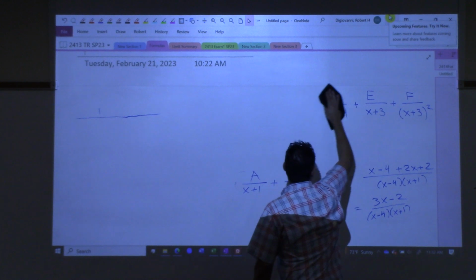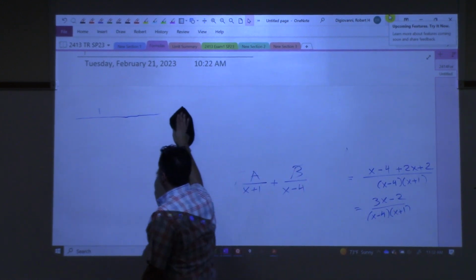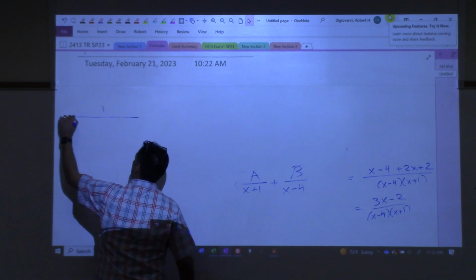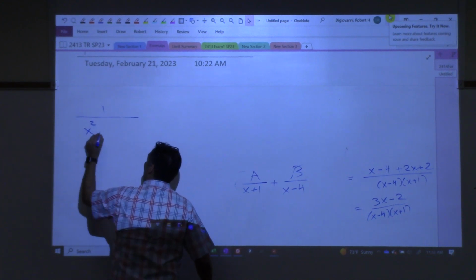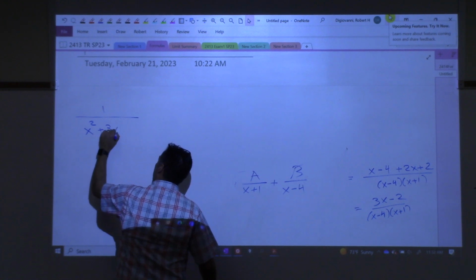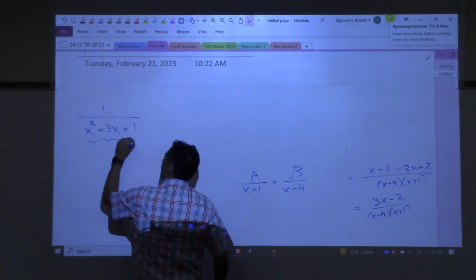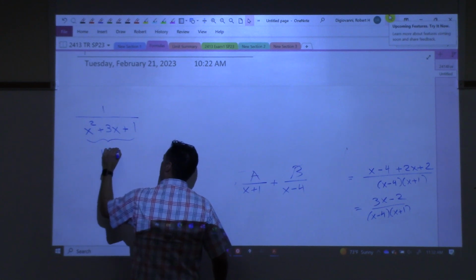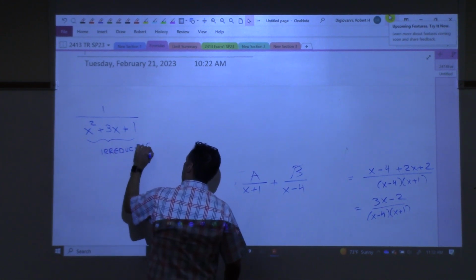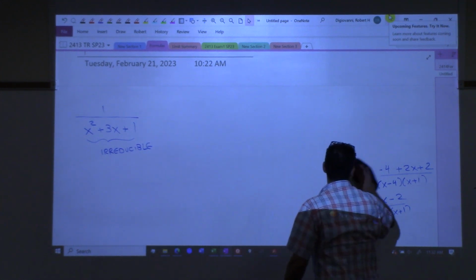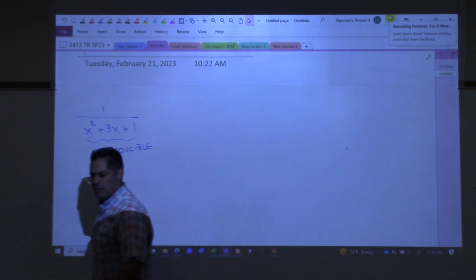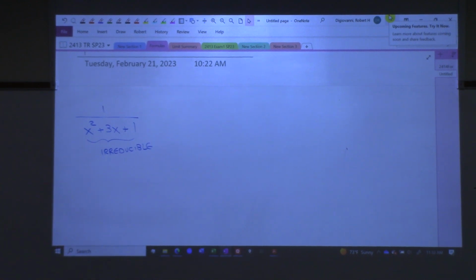We only have one more type of thing to worry about, and that is if we see something where we have something on top and on the bottom we have a quadratic that's irreducible. What does that mean? It can't be factored. I thought we did that already though. Didn't we? We did that already. But when we did it before, the quadratic that was irreducible on the bottom, the numerator was a number, or it was something else. In the problems that we're going to look at, it doesn't have to be a number.